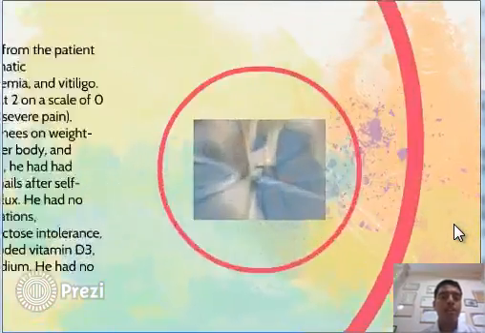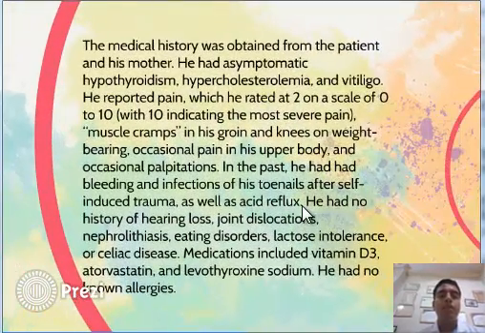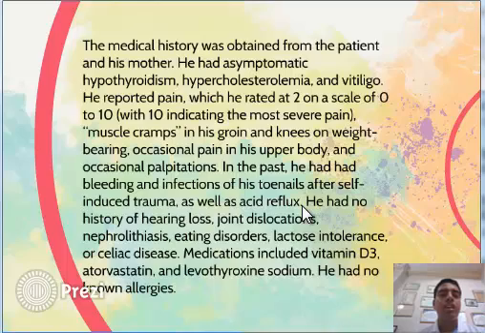The medical history. The medical history was obtained from the patient and his mother. He had asymptomatic hypothyroidism, hypercholesterolemia, and vitiligo. He reported pain, which he rated on a scale of 0 to 10, with 10 indicating the most severe pain, muscle cramps in his knees when growing and weight bearing, occasional pain in his upper body, and occasional palpitation.